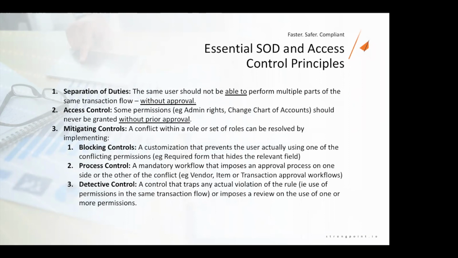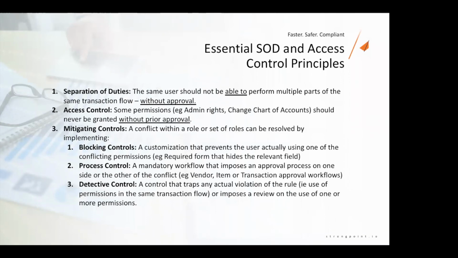Blocking controls are simply a customization that the user can't change that prevents them from doing the act in question. A classic example of this would be giving somebody a form that prevented them from having access to the fields they would have to use in order to cause the action concerned. The most extreme example of this would be to put their access in view-only mode, so they can't actually do anything. So giving somebody access to data in view-only mode is a blocking control.